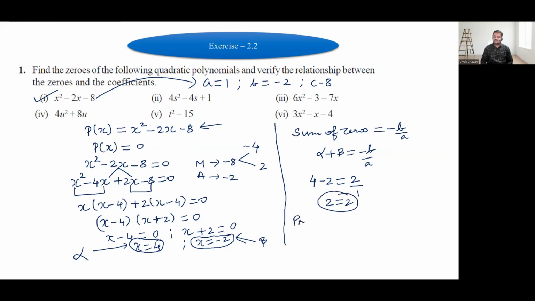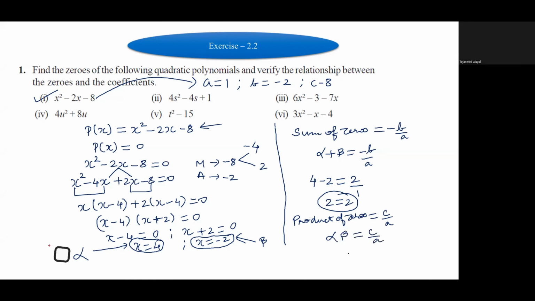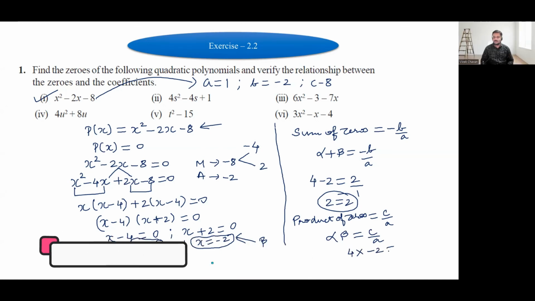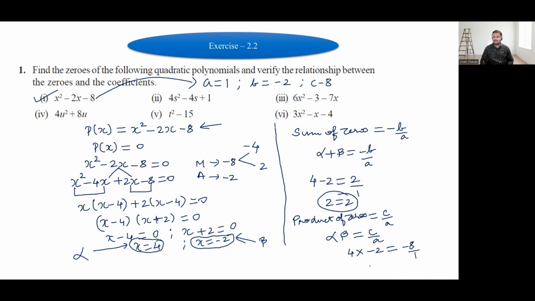And product of zeros? Product of zeros will be equal to c by a. Okay. So alpha into beta will be equal to c upon a. So alpha is 4, into beta is -2, will be equal to c upon a, which is -8 upon 1. So -8 is equal to -8. That's it. We have verified everything.